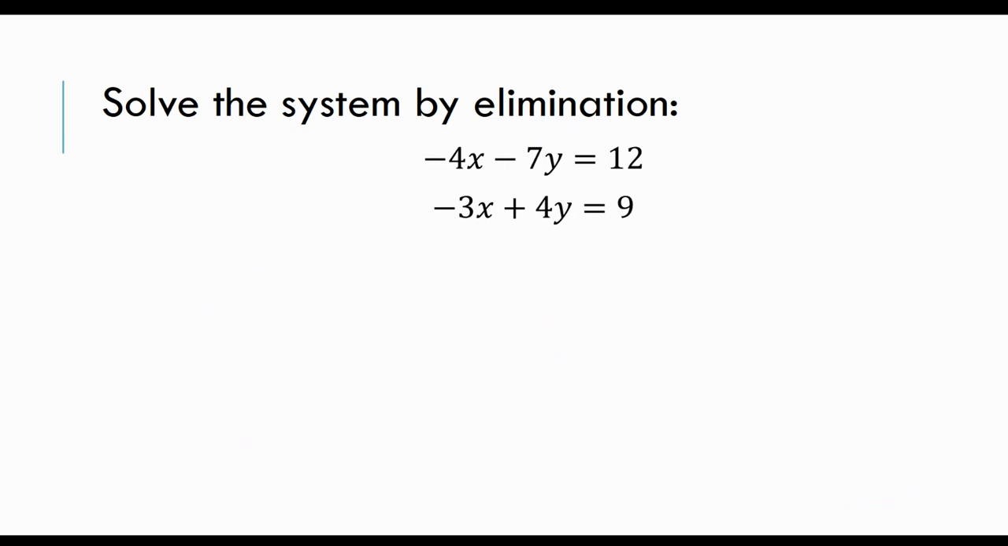Okay, let's take a look at another example. We're going to solve by elimination. We've got negative 4x minus 7y equals 12. We have negative 3x plus 4y equals 9.